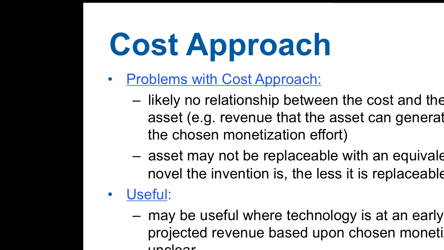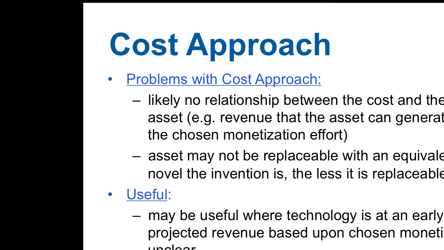The problems with the cost approach are obvious, I think. There's a couple. There's very little relationship between the cost of the asset and the revenue that asset can generate. And the revenue the asset can generate depends on the chosen monetization mechanism that you're thinking about. That's why I said in the beginning, depending on if you're going to license it or if you're going to sell products, those are the different inputs to this type of thought.